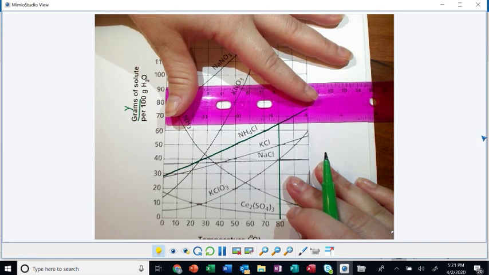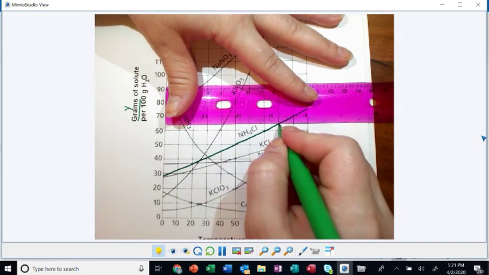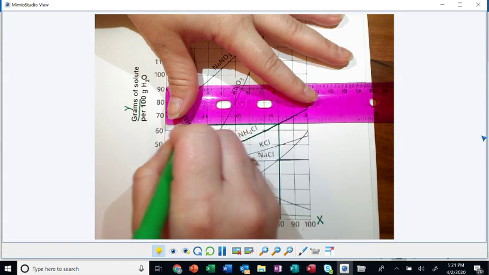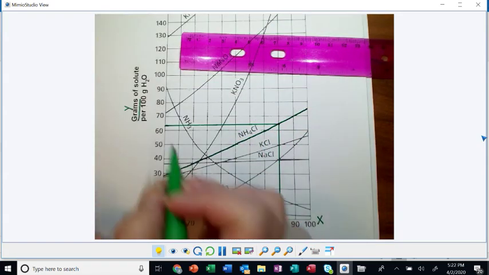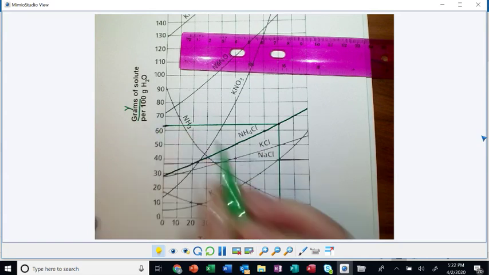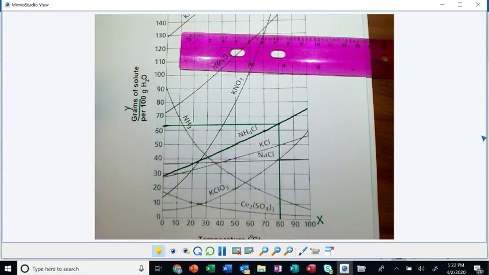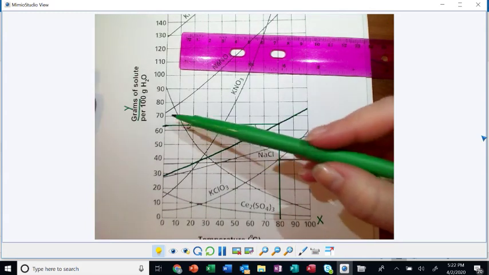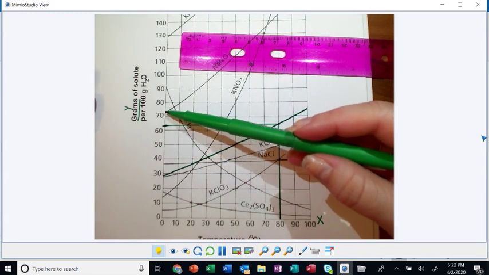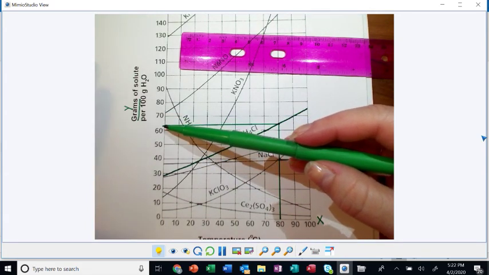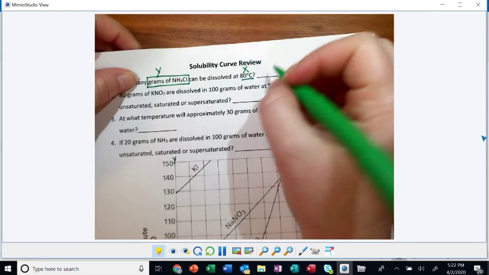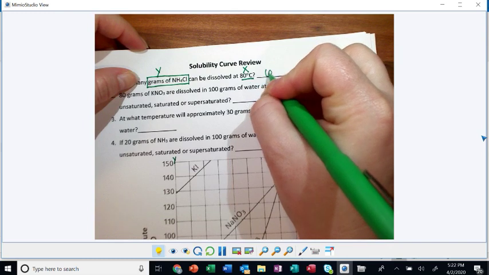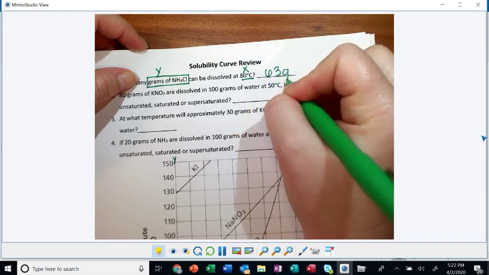I am going to draw a straight line all the way over. And so it hits right about here. I'm guessing it's not exactly halfway between 60 and 70. It's a little bit less than half. So I'm going to say that I hit that Y-axis at 63 grams.